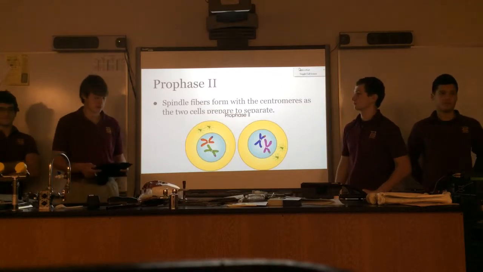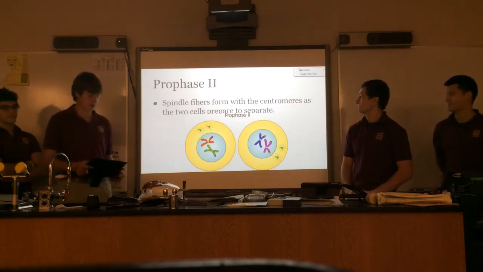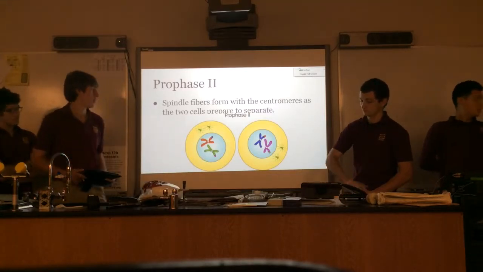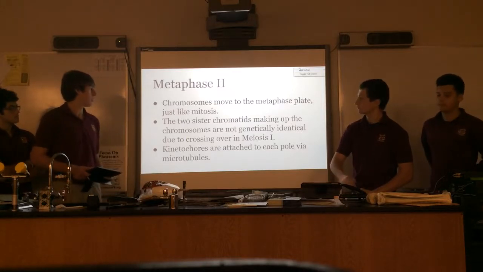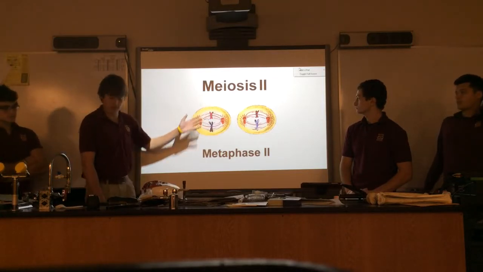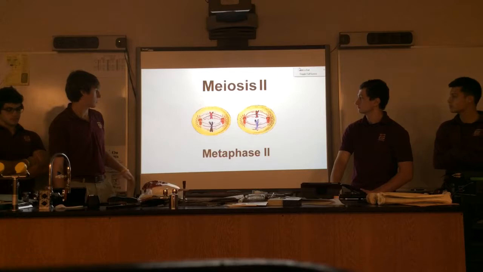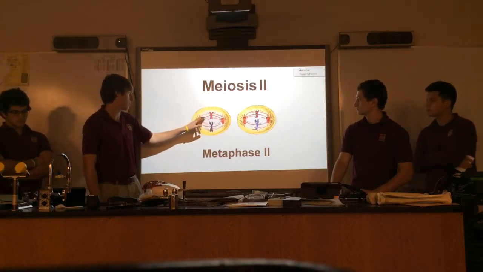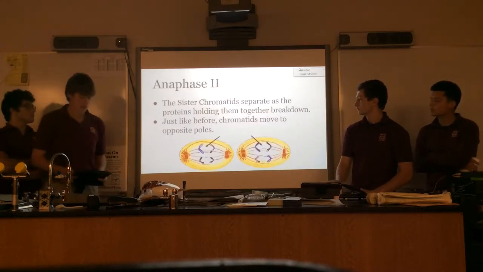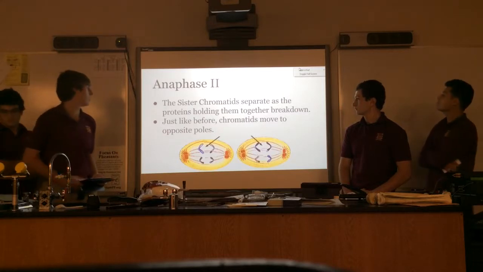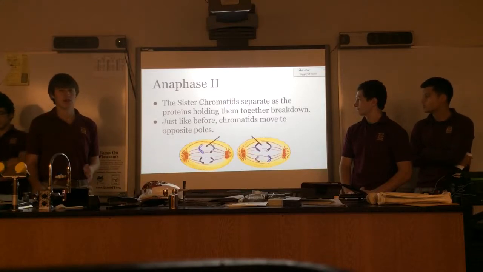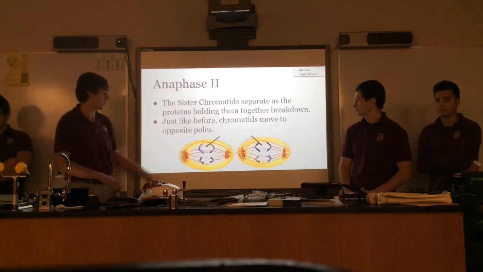In prophase 2, the first step in meiosis 2, the spindle fibers begin to form with the centromeres as the 2 cells begin to separate. In metaphase 2, the chromosomes begin to move towards the metaphase plate, just like in mitosis, and the kinetochores are attached to each separate pole in these cells. In anaphase 2, the sister chromatids begin to separate as the proteins holding them together break down, and the chromatids move to the separate poles of each cell.